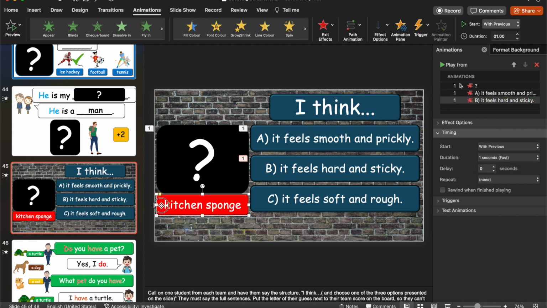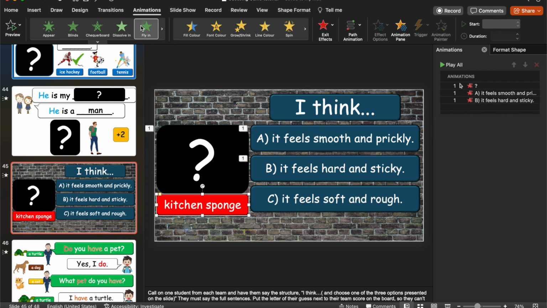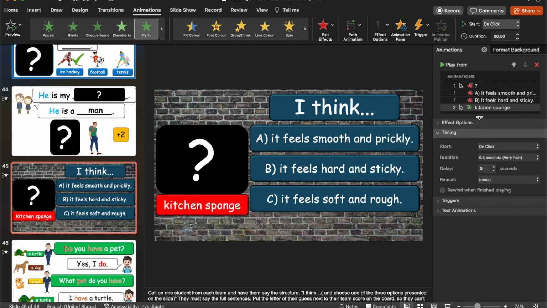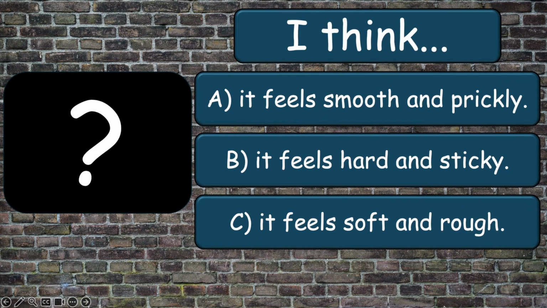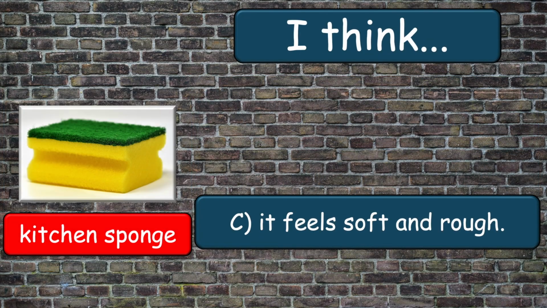And I also want this one to fly in. So I can go to one of the entrance animations to make it fly in. And the same thing, I want them to happen at the exact same time. So I do with previous, and now it'll happen like this. Okay, that's how that one works.